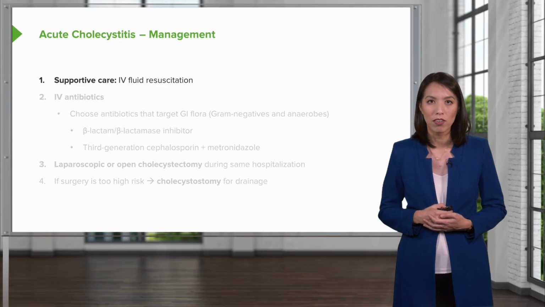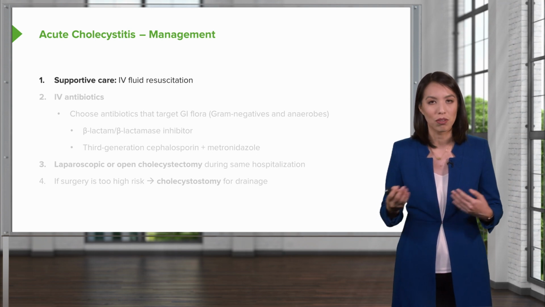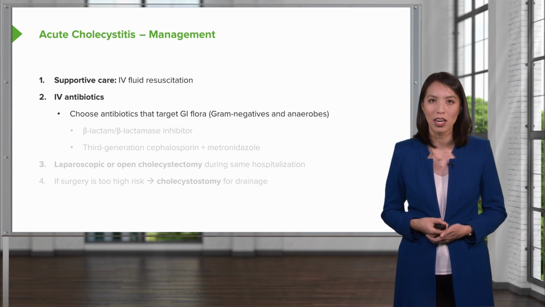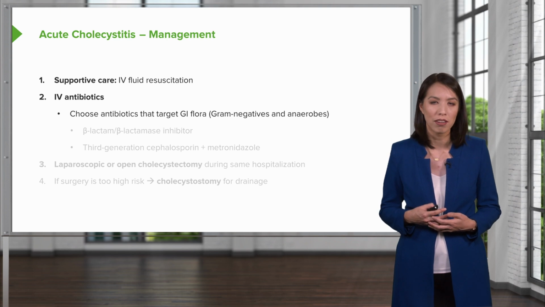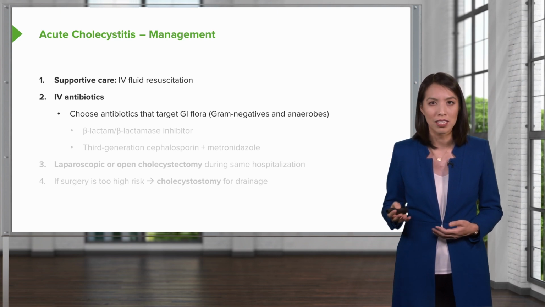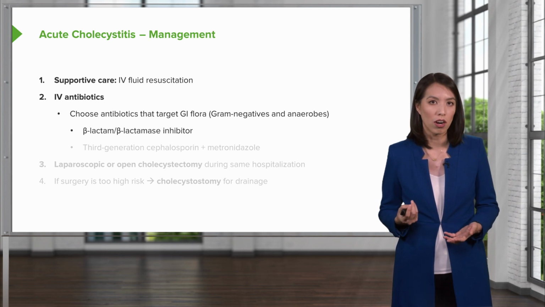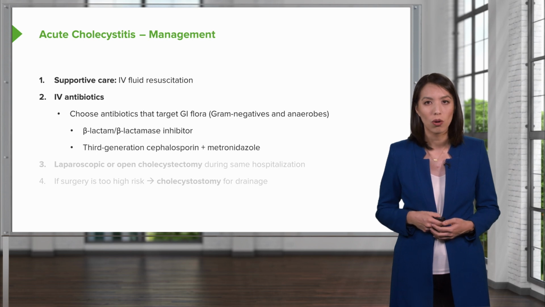So the treatment of acute cholecystitis first involves supportive care, so giving IV fluids. You then also want to give IV antibiotics to cover your gastrointestinal bacterial flora. So these are gram-negative organisms and anaerobes. Some choices you may choose are beta-lactam and beta-lactamase inhibitors, or a third-generation cephalosporin with metronidazole.